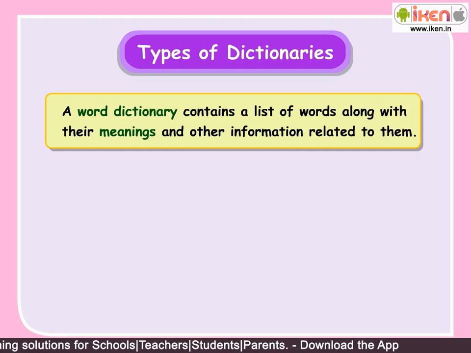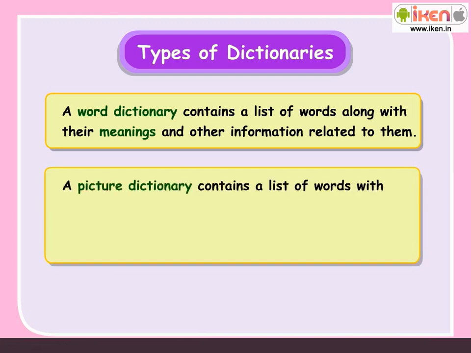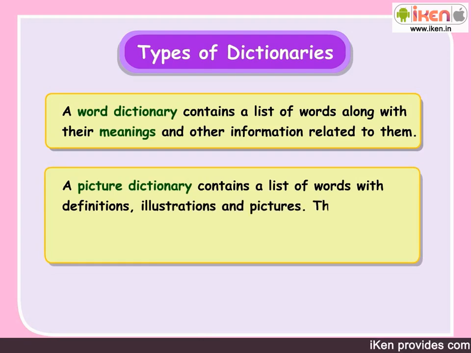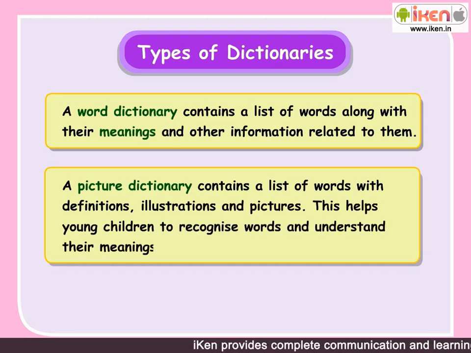The second type of dictionary is a picture dictionary. This dictionary is generally used to introduce words to young children. The dictionary contains a list of words with definitions, illustrations, and pictures. This helps young children to recognize words and understand their meanings easily.